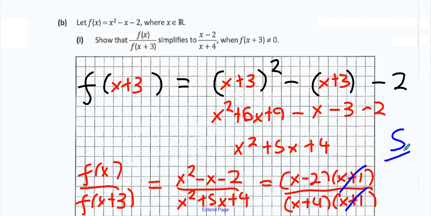That went for 5 marks, I believe. First one went for 15. This one goes for 5. And the next one will go for 10.